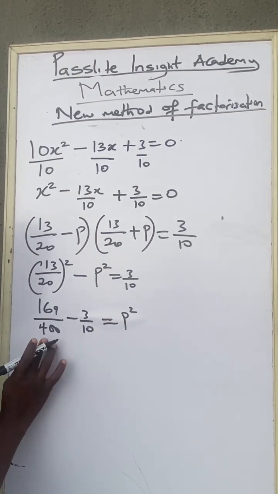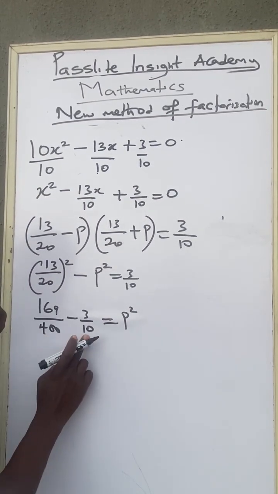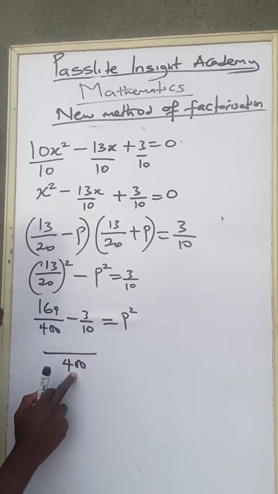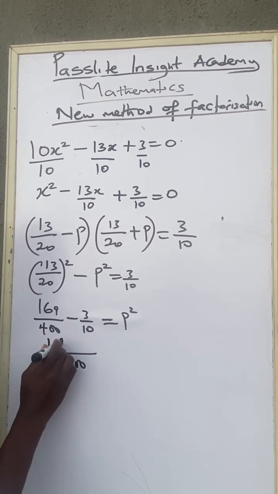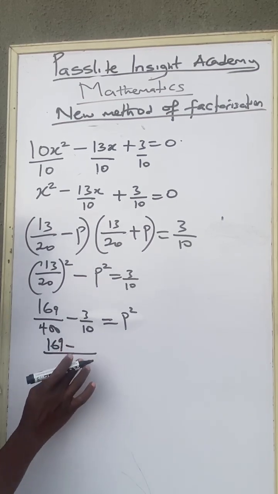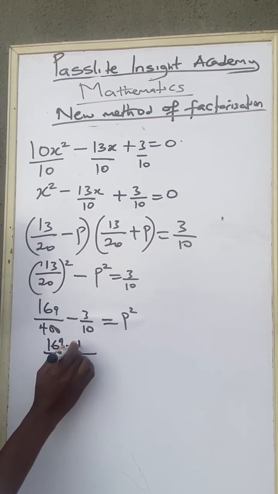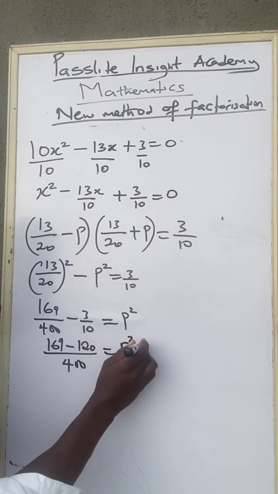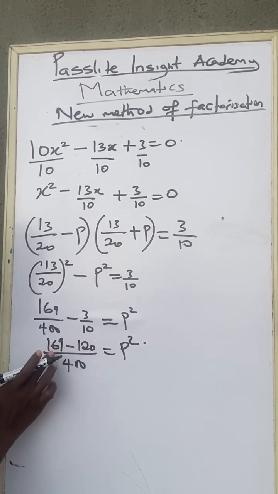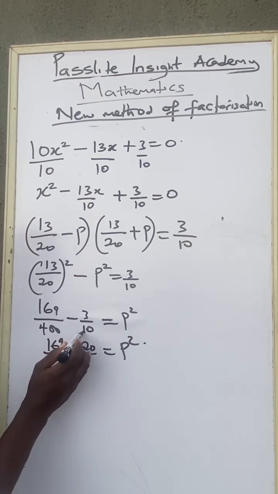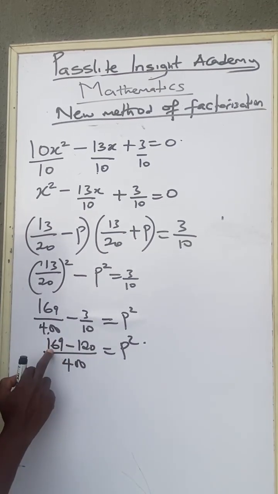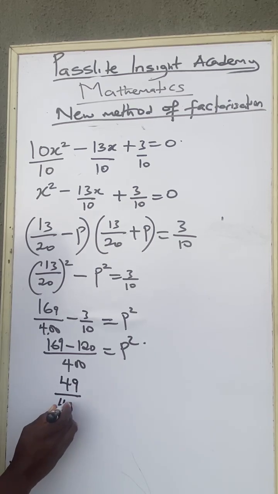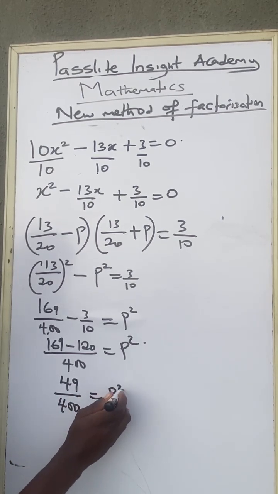So find the LCM. What is the LCM between 400 and 10? That is 400. 400 in 400, 1 times 169 is 169, minus 10 in 400, 40. 40 times 3, that is 120. So is equal to P squared. So this minus this, you see it on the bottom now. 10 here is 40, 120. So this minus this, that is 49 over 400 is equal to P squared.